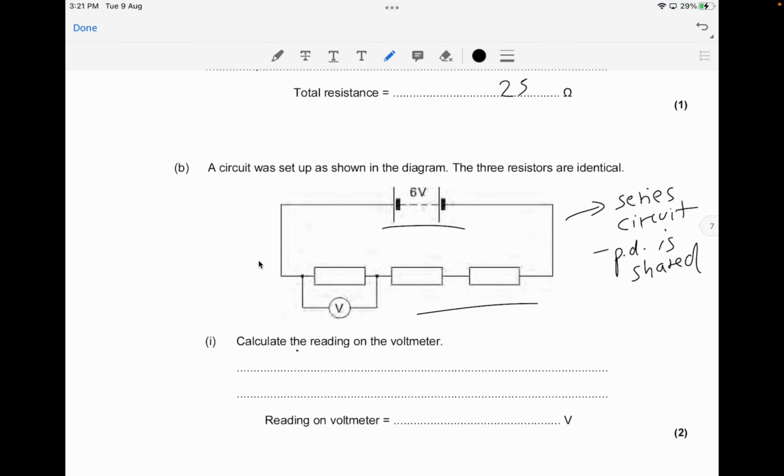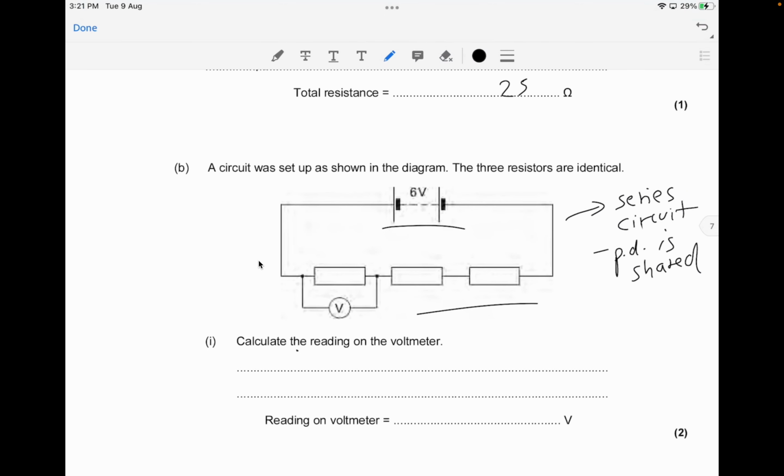You have to calculate the reading of the voltmeter. So you have to remember that in a series circuit the potential difference is shared. These are some rules that you have to remember about the series circuit. We know that there are 6 volts. It's going to be divided by these three resistors here. So that's 6 volts divided by 3 resistors, which is 2 volts per each resistor.